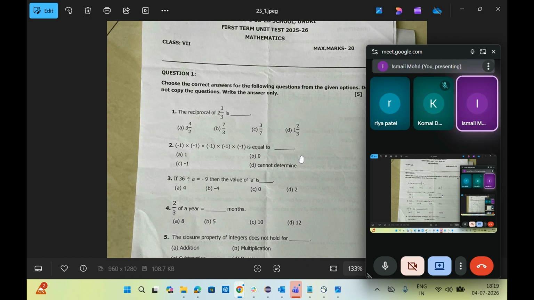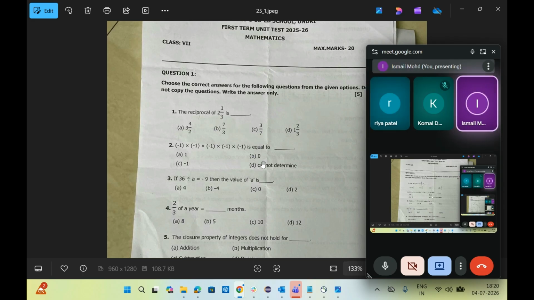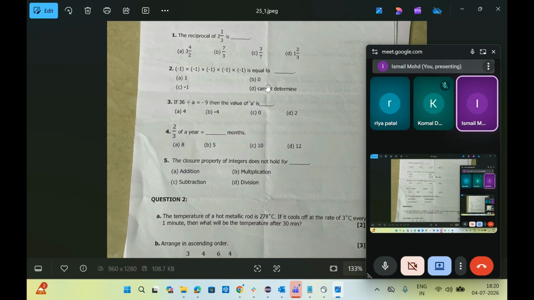Okay. Reciprocal of 2 1 by 3 means, first you have to convert this into a fraction. 2 1 by 3 means 2 into 3 plus 1 by 3. 2 into 3 is 6, plus 1 is 7, and then by 3. So 7 by 3, and the reciprocal will be reverse: 3 upon 7. Simple.